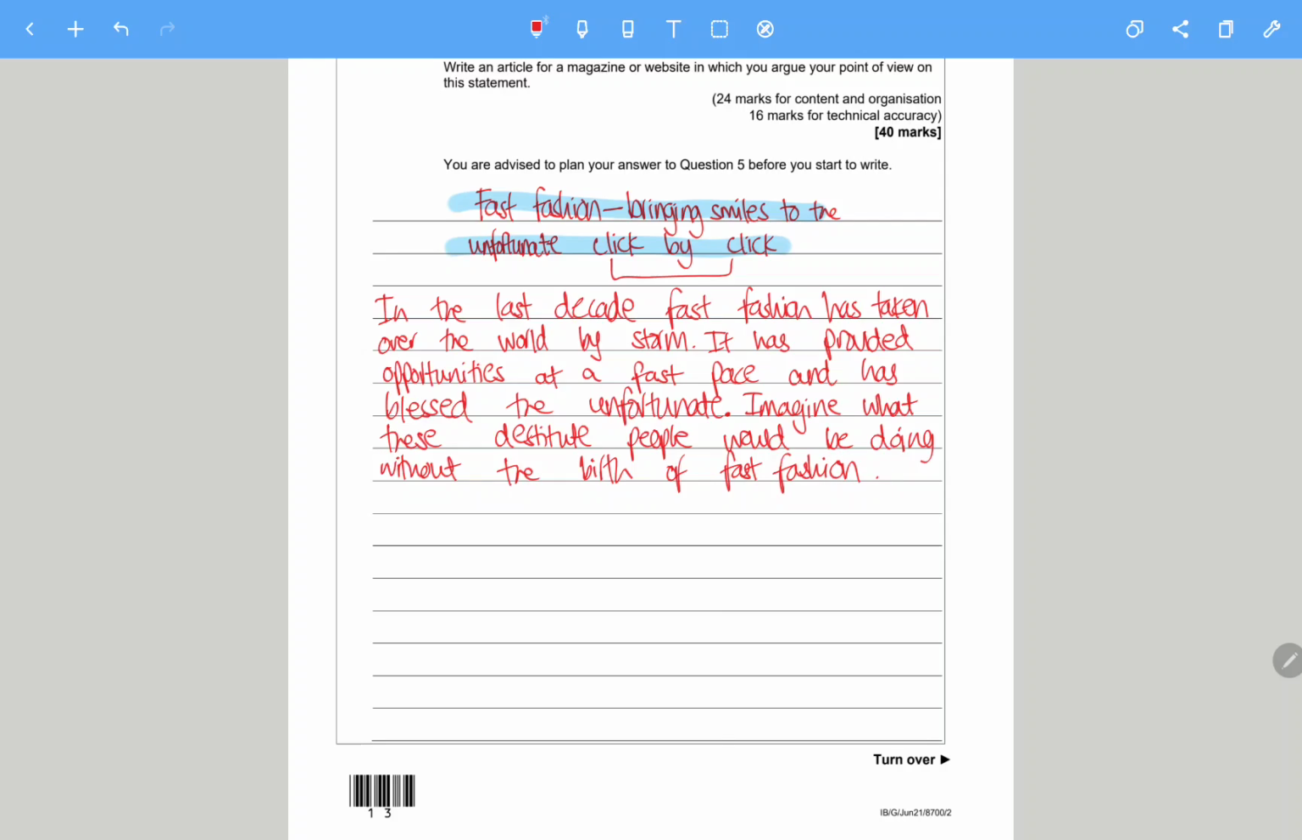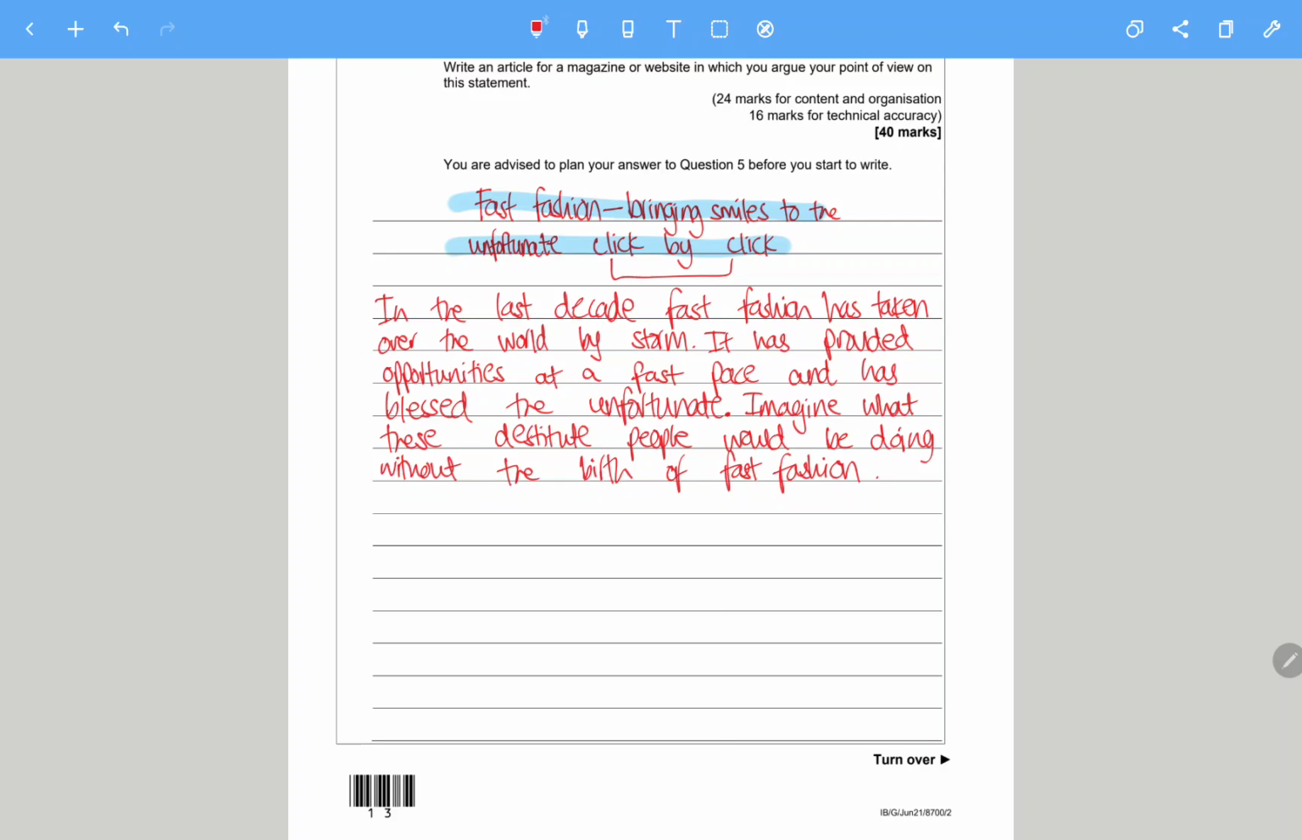So in the last decade, fast fashion has taken over the world by storm. Okay, that's my first sentence. It's showing you how fast fashion is becoming increasingly popular. It has provided opportunities at a fast pace. Notice how I've used repetition with fast fashion and fast pace. And has blessed the unfortunate. I've used repetition of the word unfortunate from the title.